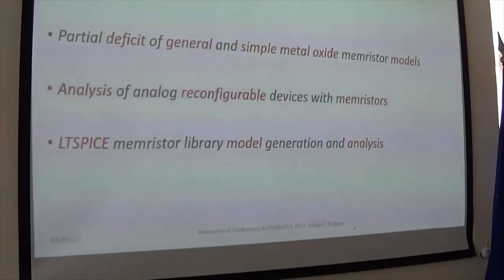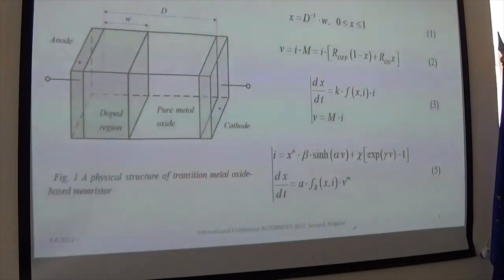The motivation is related to a partial defect of general and simple metal oxide memristor models, and also to the analysis of filters and generators in LTSpice using memristors. In figure 1 is presented a simplified structure of a semiconductor memristor. It has two electrodes, anode and cathode, and the doped region is saturated by oxygen vacancies. The other is pure titanium dioxide.